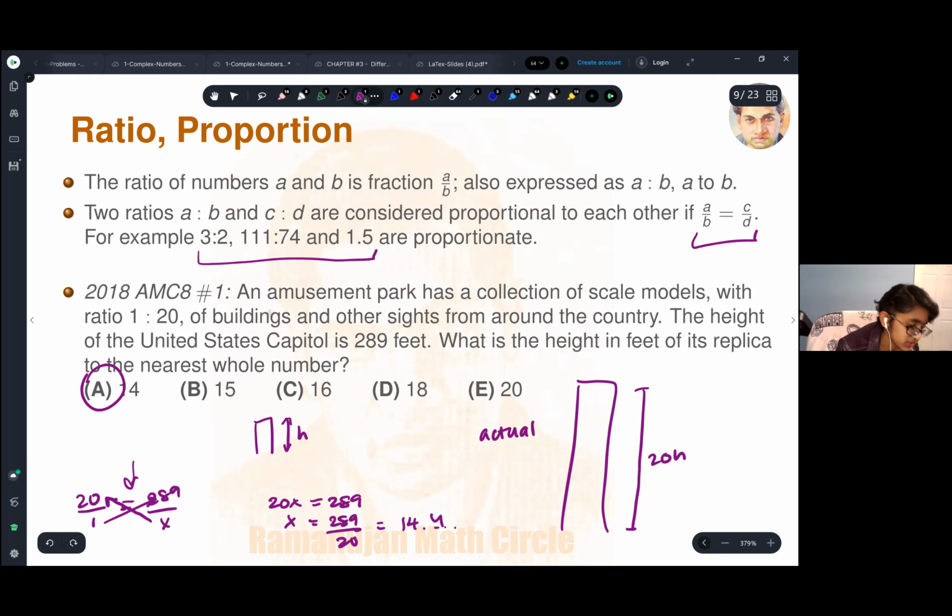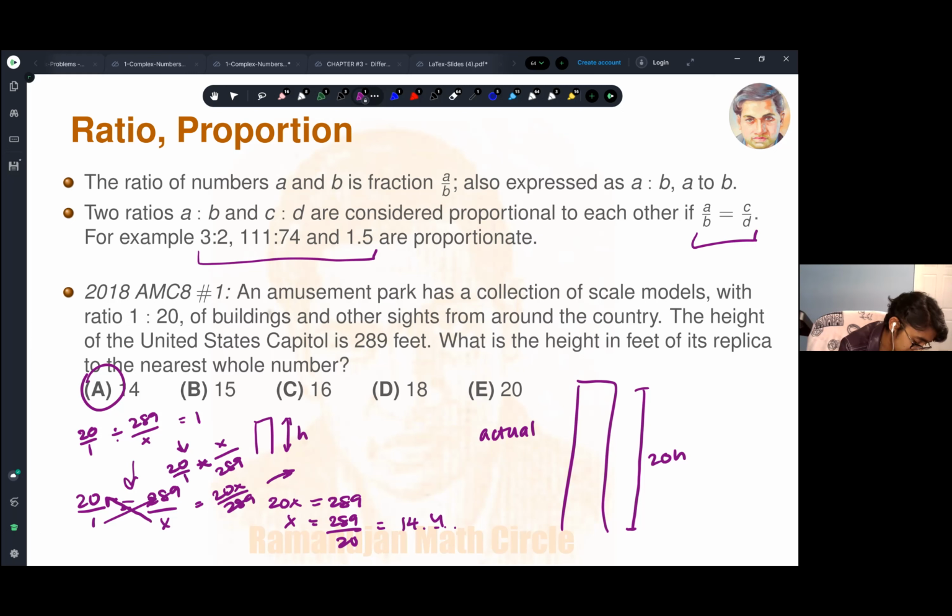Please note this cross multiplication thing because it's very, very useful. All you're basically doing is taking 20 over 1, dividing by 289 over x, and this is equal to 1, and then you're flipping it, right? Because that's how division works with fractions. And if you notice, you get 20x over 289, and then if you just multiply 289 on both sides, you get 20x is equal to 289. So it's basically division, but in a quicker way.